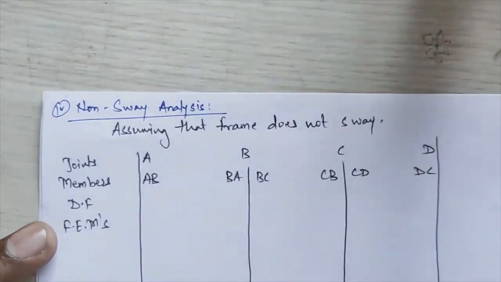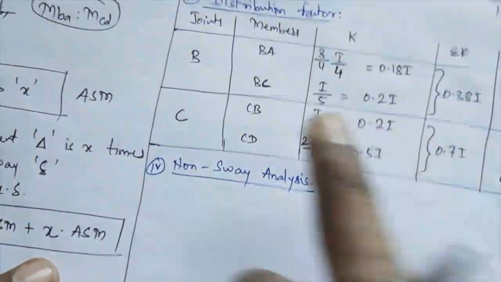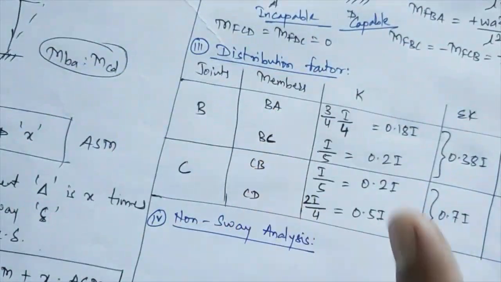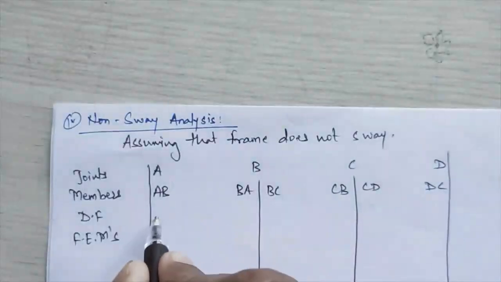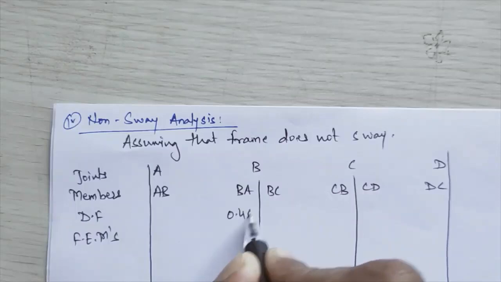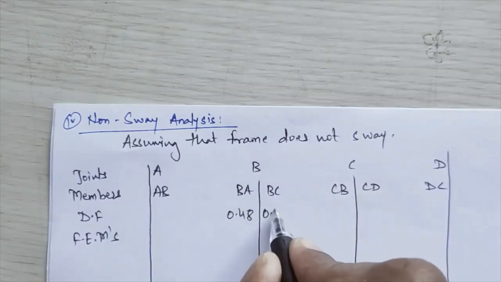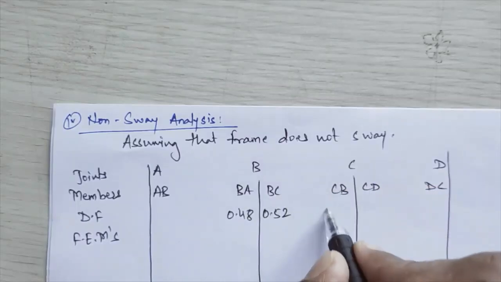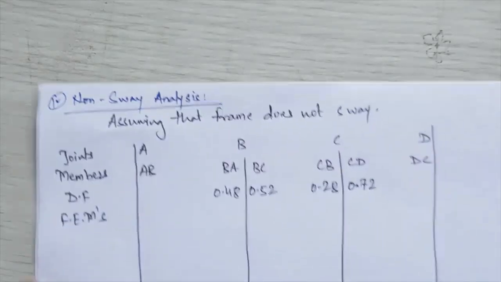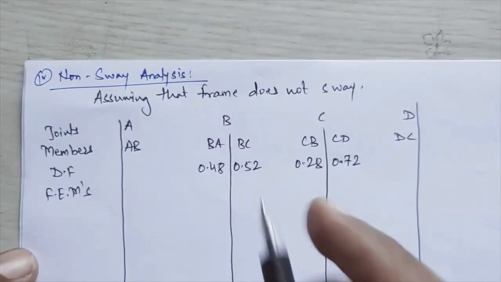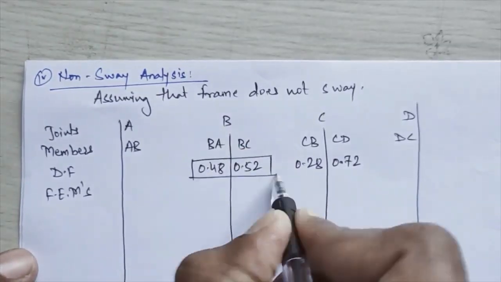Distribution factors that we have calculated over here, right? So distribution factors for BA, BC, CB and CD we have calculated. I'll write that over here. For BA, I've got 0.48. BC I am getting 0.52. For CB I am having 0.28, and for CD I am having 0.72. Okay, so these are my distribution factors here.